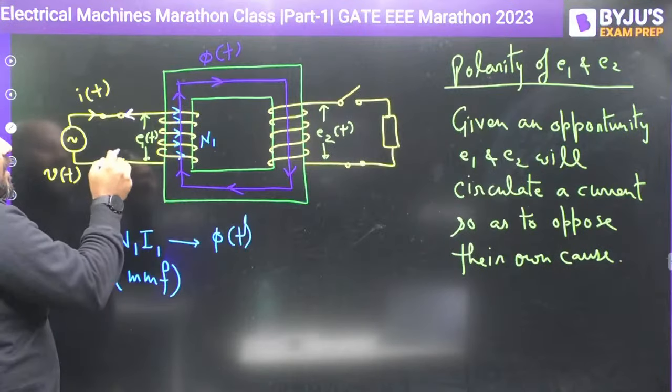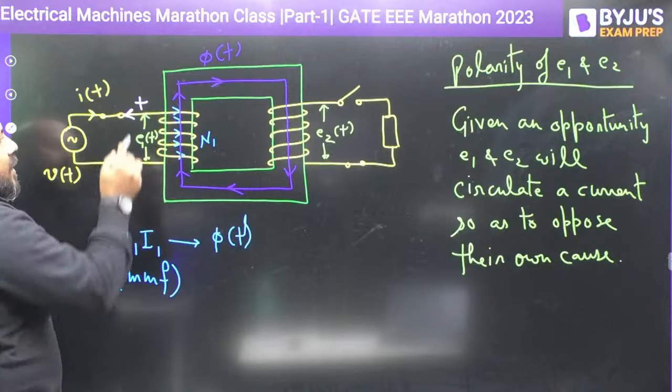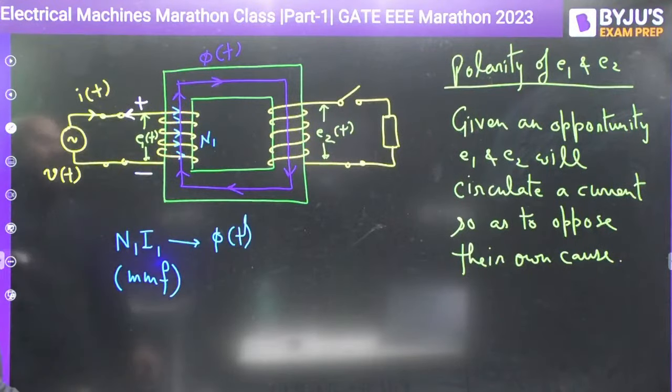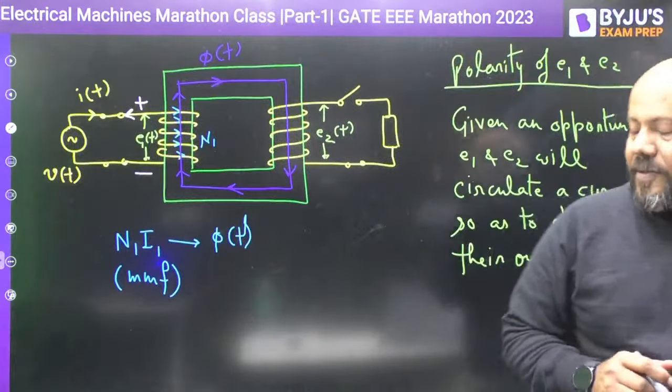So if this is the direction of current flow for E1, then at this time instant E1 is positive here and E1 is negative here. The positive and negative polarity is decided like this.